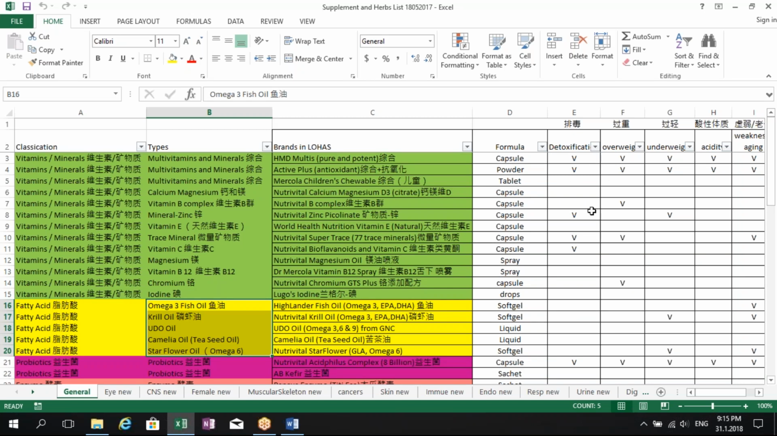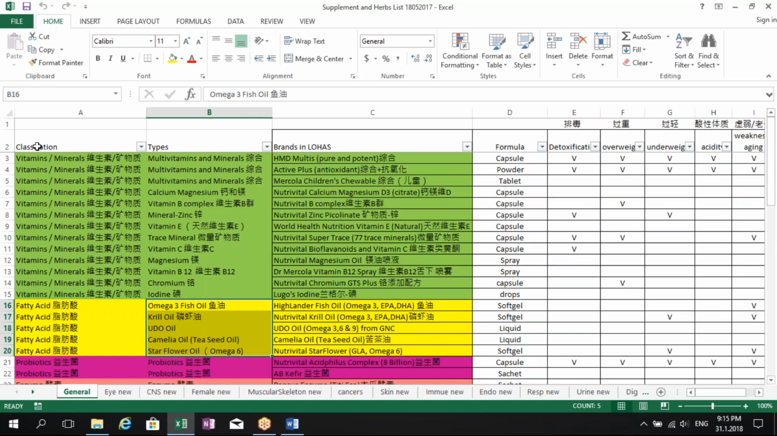So you can actually write down the type of thing that's suitable for different conditions. Then you choose the one that can help with many problems. So this one is not a long list. You can actually do it manually. Okay?